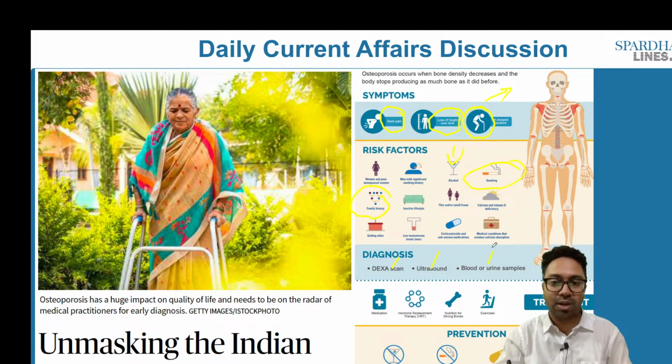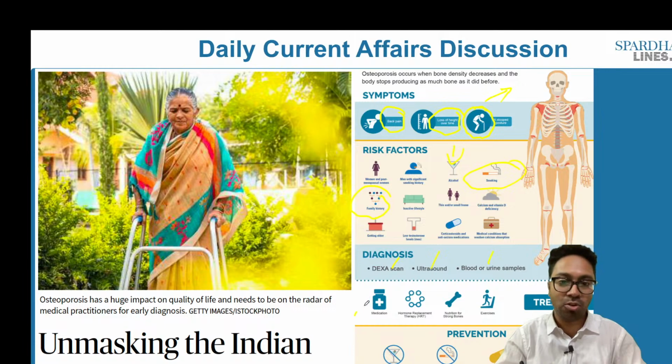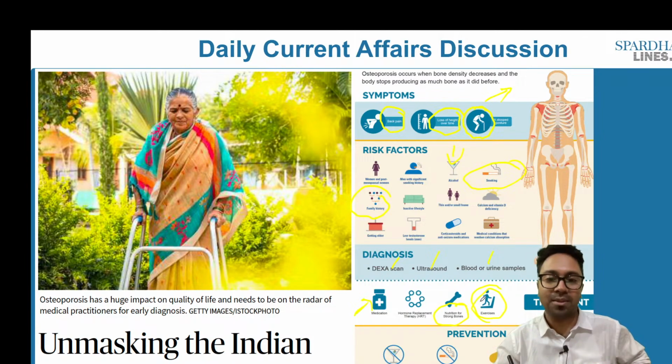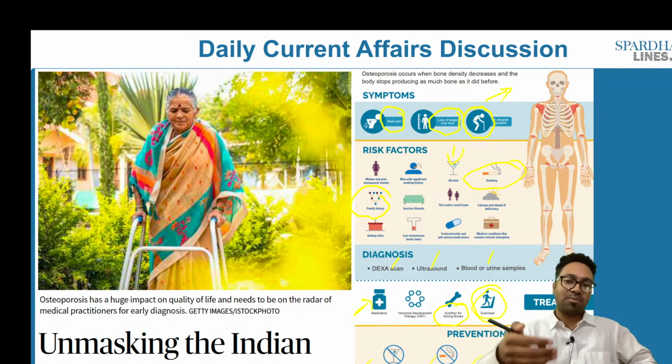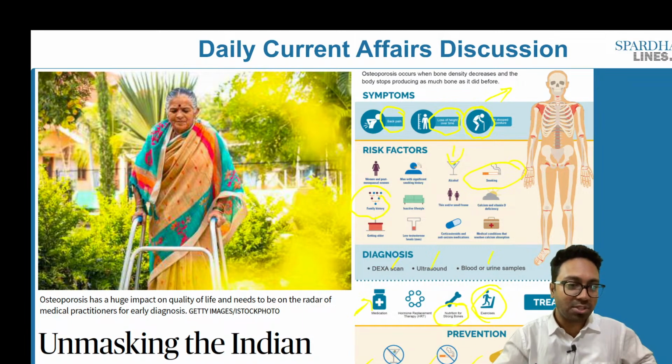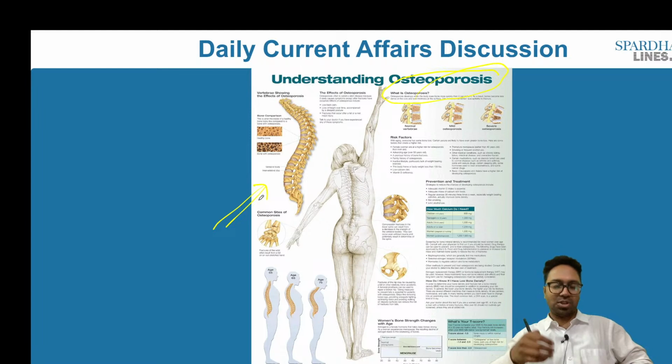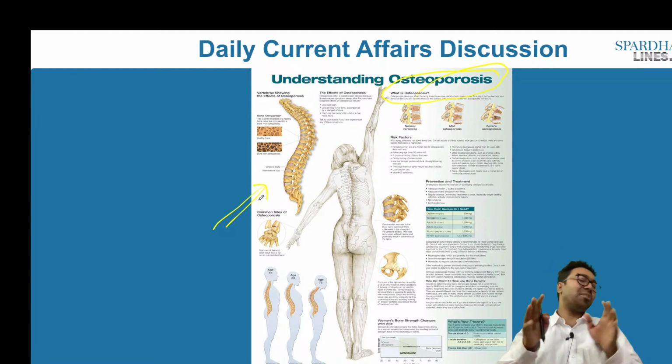DEXA scan, ultrasound, blood or urine samples will be taken, and the treatment includes medication with tablets, and then there is hormone therapy, then there is nutrition for strong bones, and exercises will have to be taken up by the people as well. What is the prevention? One, limit alcohol intake, stop smoking, take calcium and vitamin D supplements, and walk or jog regularly. These are some of the prevention measures. And this image that I have added will also give you the entire picture of osteoporosis. So kindly look into both these images, and both these images speak about the very same issue. It is this that we have to understand with respect to this article.